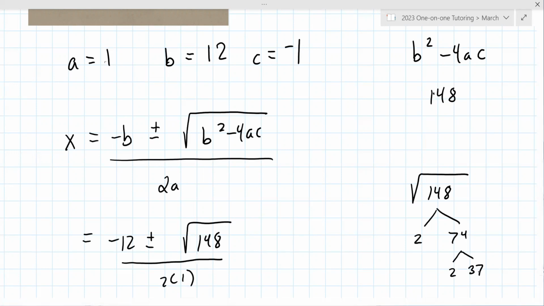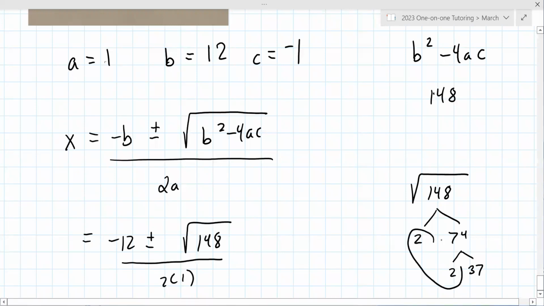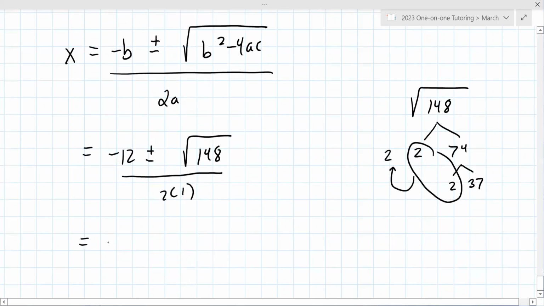That might be another thing to throw on a note card, some of the prime numbers, if you've got room there. But in this case, a 2 will come out. So this becomes minus 12 plus or minus 2 square root 37 all over 2, like that.